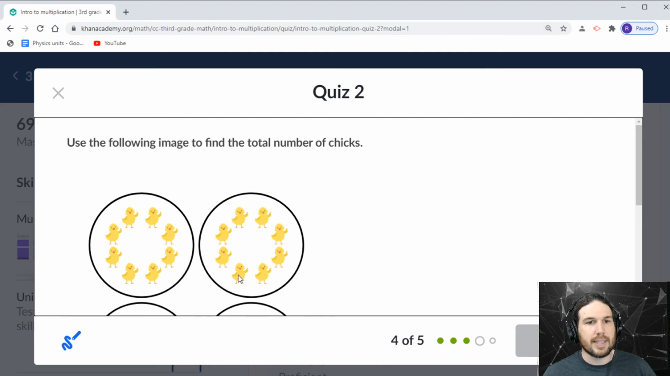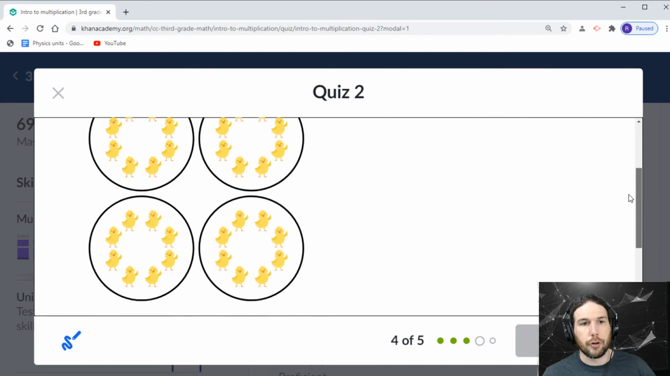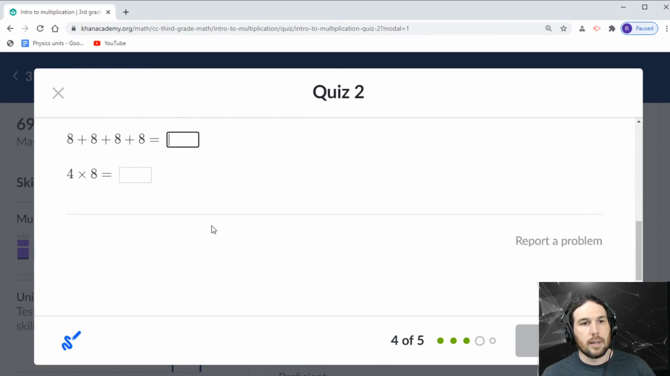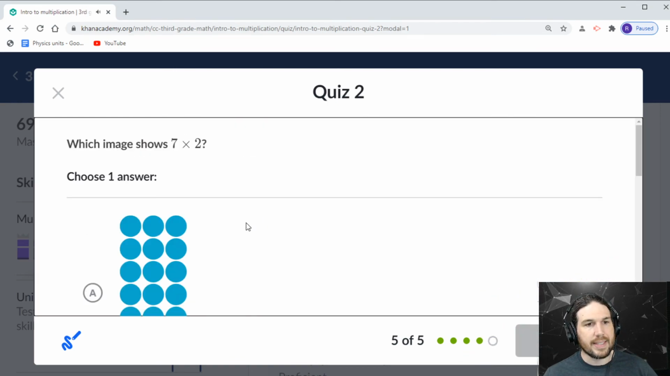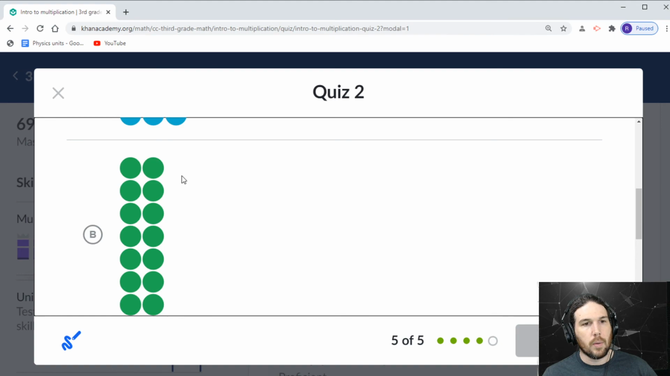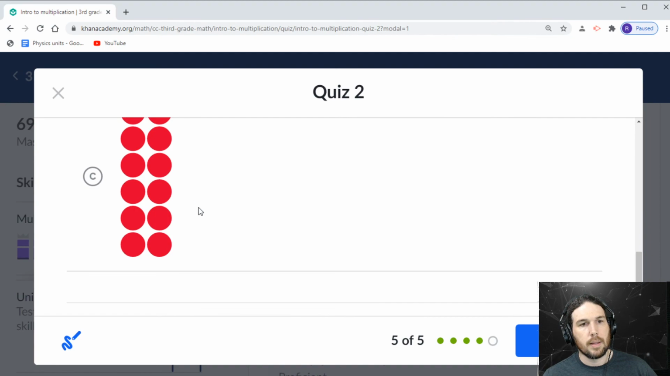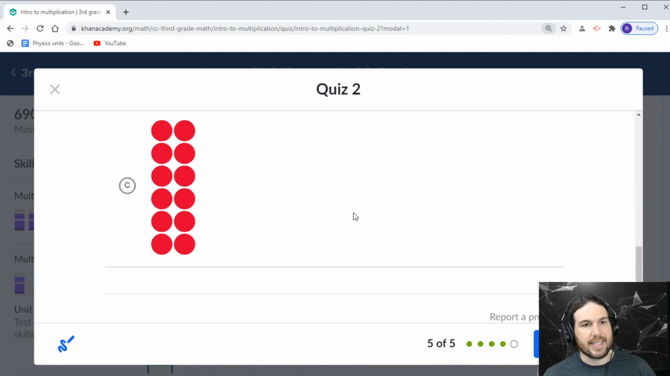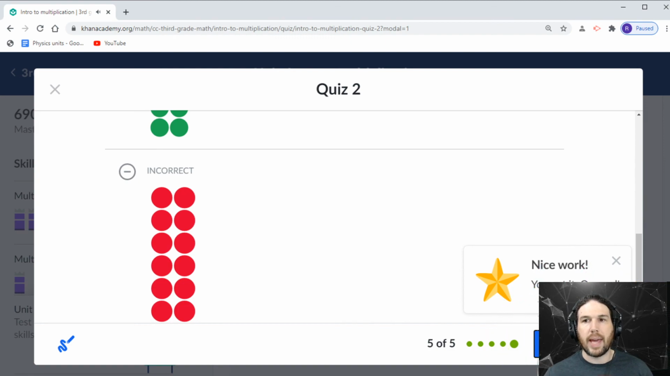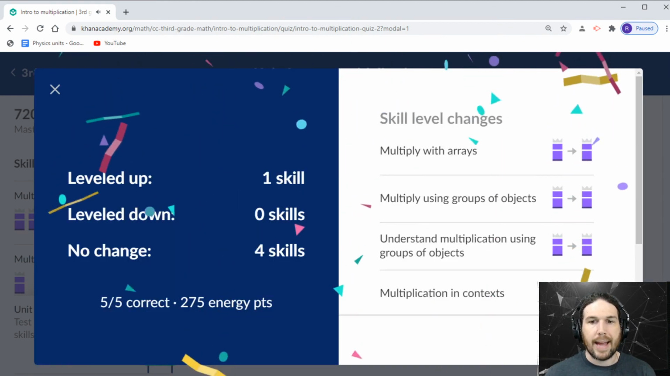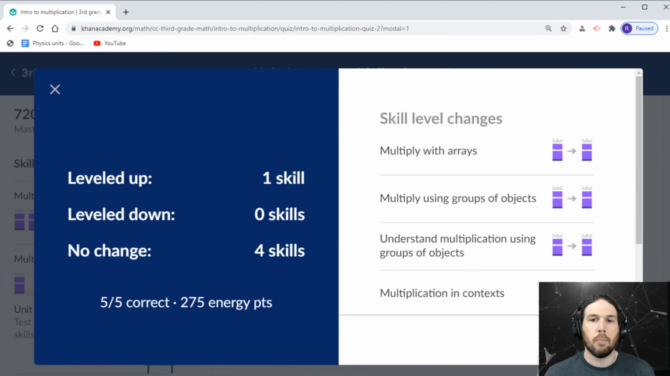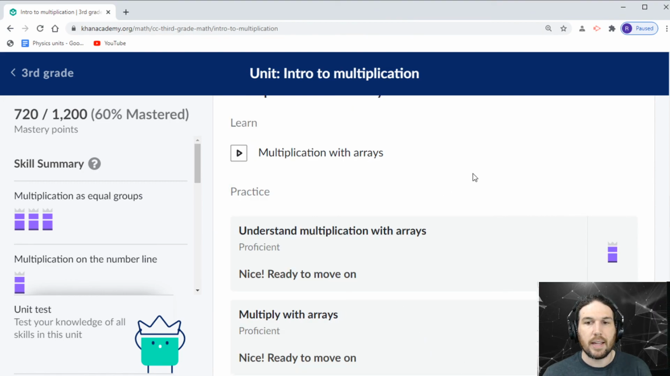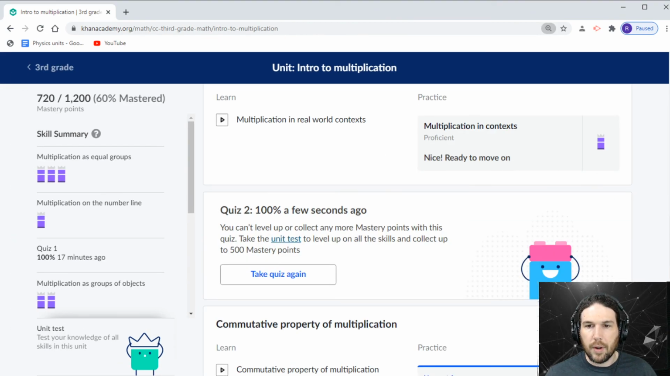I see 2, 4, 6, 8 ducks in each group. I see 4 groups. That's 32 ducks. And then 7 times 2 would be 1, 2, 3, 4, 5, 6, 7. It looks like B. 1, 2, 3, 4. Yeah, C is 2 times 6. Okay, that's quiz 2. And as hoped, the multiplication in context that I got wrong last time is now moved up to the same level as everything else. So we're going to back up. What do we got next?